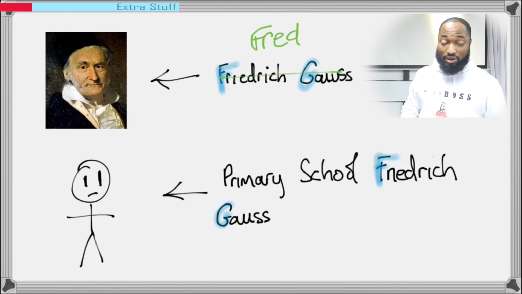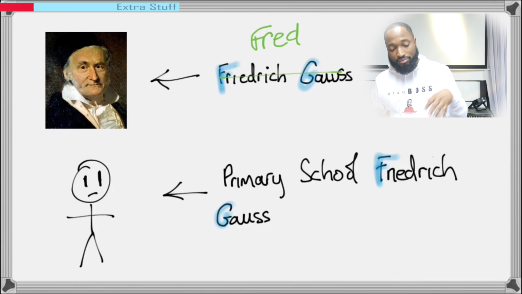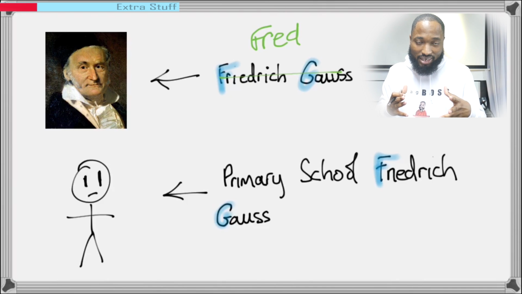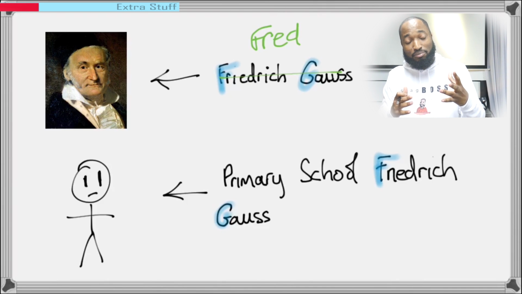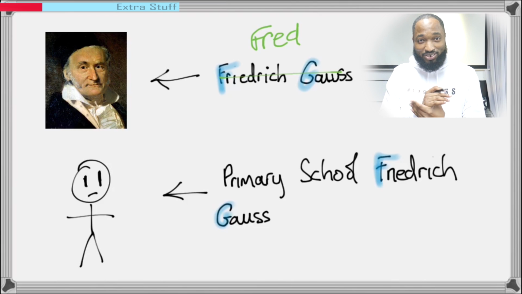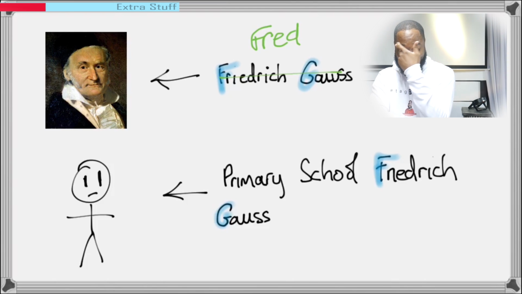When Fred was in primary school, he used to get in trouble, and his teacher decided to punish him. And how did she punish him? She told him, add all the numbers from 1 to 100. So that was his task. You just sit down there and add the numbers from 1 to 100.